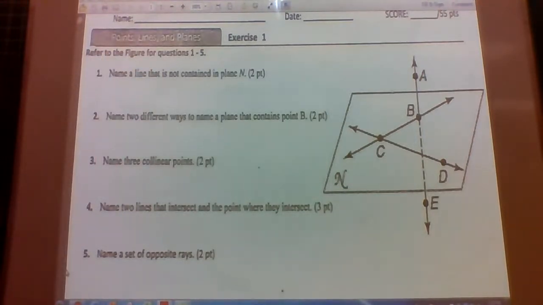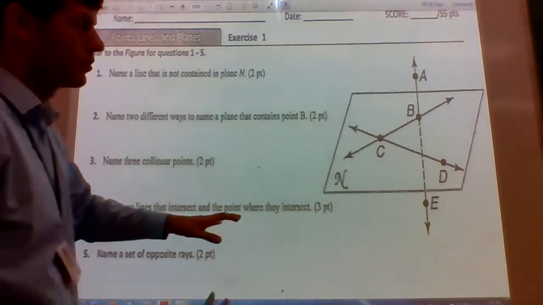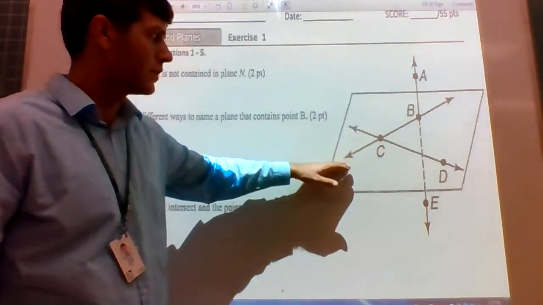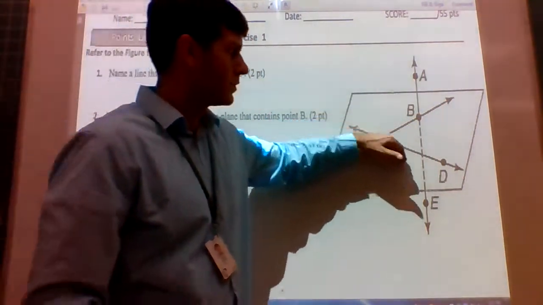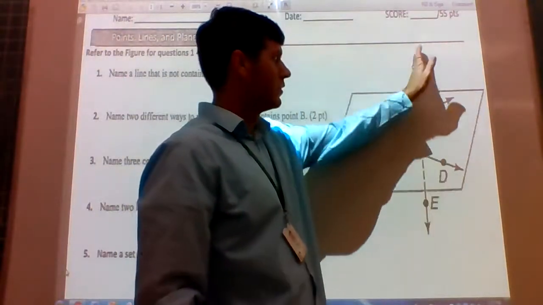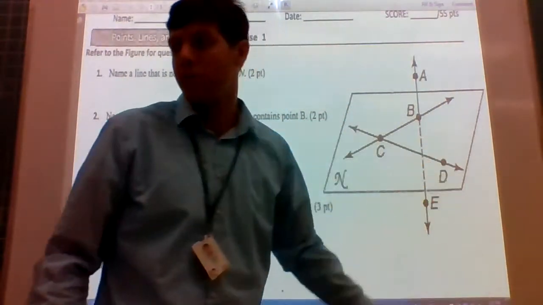Number one's asking us to name a line that is not contained in plane N. So contained entirely in plane N. We have three lines drawn in this figure. We have BC, but BC is entirely in this plane. We have CD, which is entirely in the plane, and then we have AE, with this line going up through the plane.